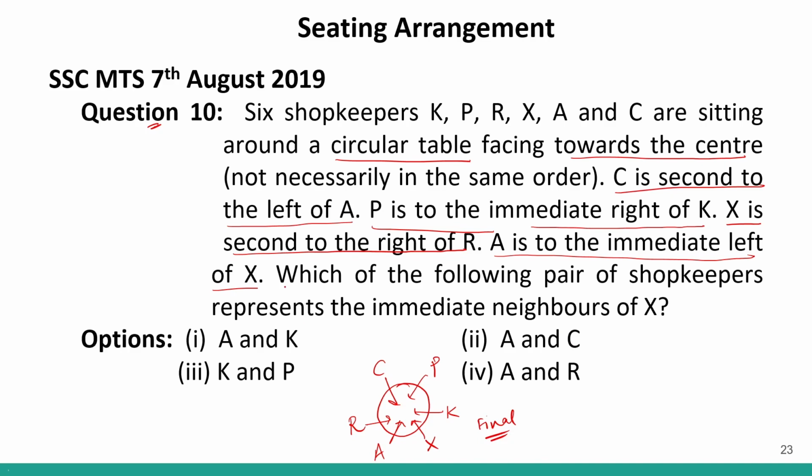Okay. Now the question is, which of the following pair of shopkeepers represent the immediate neighbors of X? So X is over here. The immediate neighbors are K and A. So A and K is given in option number 1. Therefore, this will be my answer. A and K are the immediate neighbors of X.